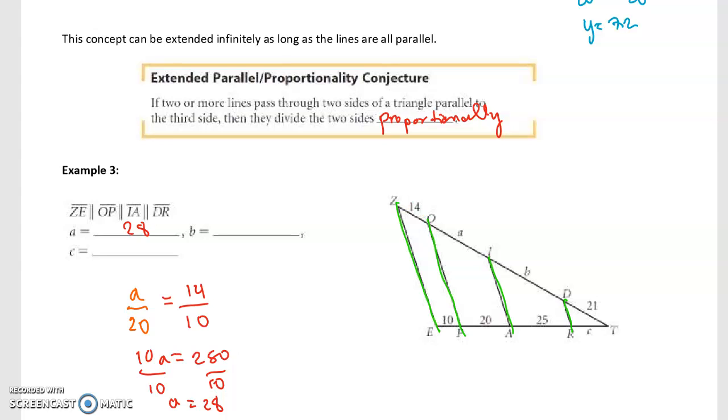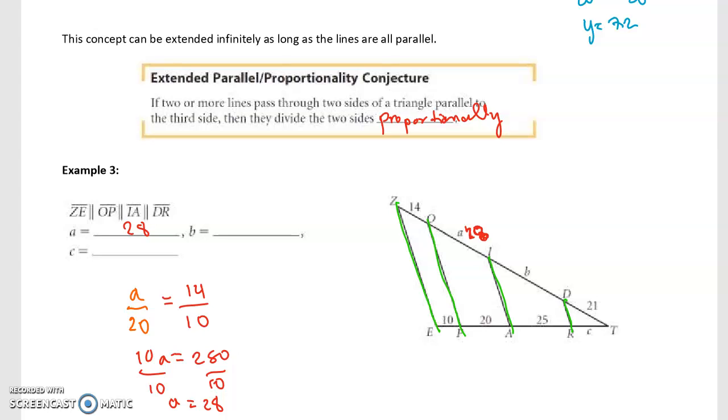Another way to check our answer is to look at the way the lines are divided. So see how the 14 is bigger than the 10? So then the A should be bigger than the 20, and this should be a 28.